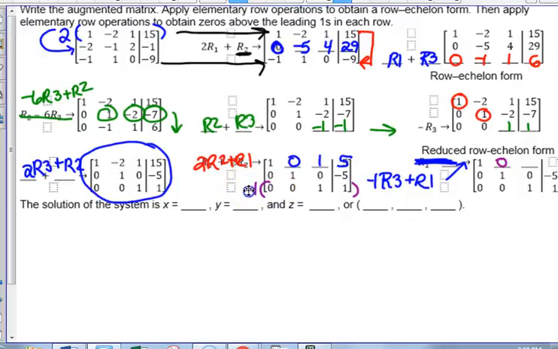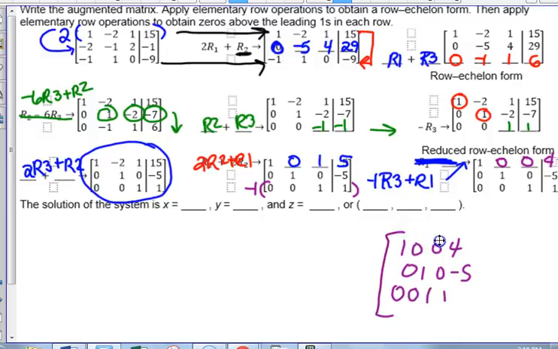Okay. Negative 1 times 0 added to 1 is still 1. Negative 1 times 0 added to 0 is still 0. Negative 1 times 1 is negative 1, added up here is 0. Last one, guys. Negative 1 times 1 added to 5 is 4. So now we have 1, 0, 0, 4, 0, 1, 0, negative 5, 0, 0, 1, 1.